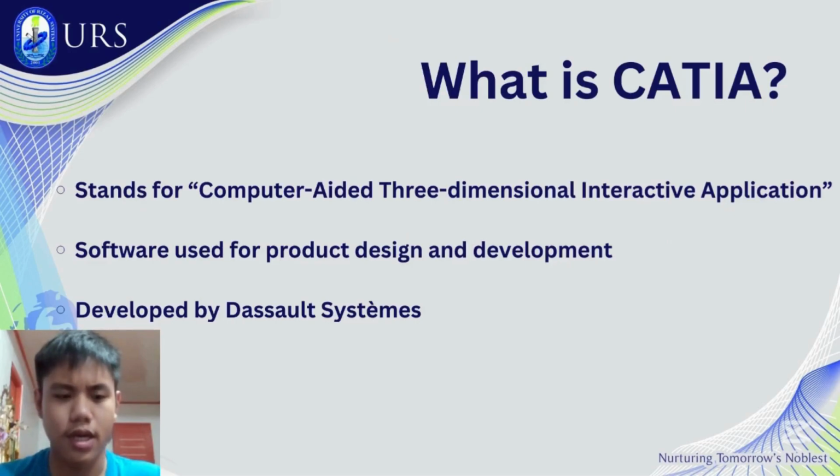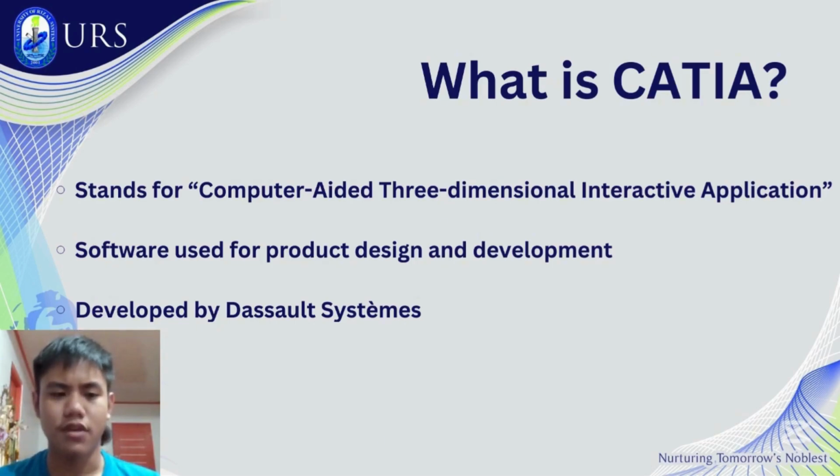On our way to understand the CATIA software, let us first have an introduction. So, what is CATIA? CATIA is not merely a word, but rather an acronym. The CATIA acronym stands for Computer Aided Three Dimensional Interactive Application. Simply, it is a software used to design and develop products, and this software is developed by Dassault Systems.